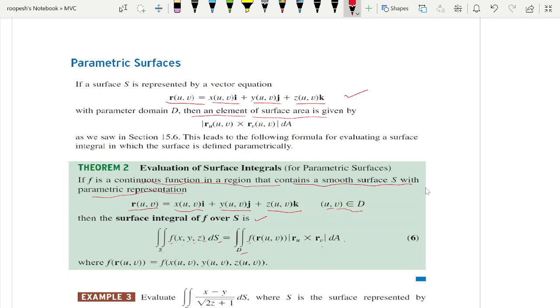So whenever you are asked to evaluate a surface integral for parametric surfaces, first you should note what your r is. So r(u,v), what is that? Identify your x(u,v), y(u,v) and z(u,v). Then you find the partial derivative of r with respect to u, that is r_u. Then the partial derivative of r with respect to v as r_v. Take the cross product, then find the modulus, then substitute in this integral. So let us see one problem.